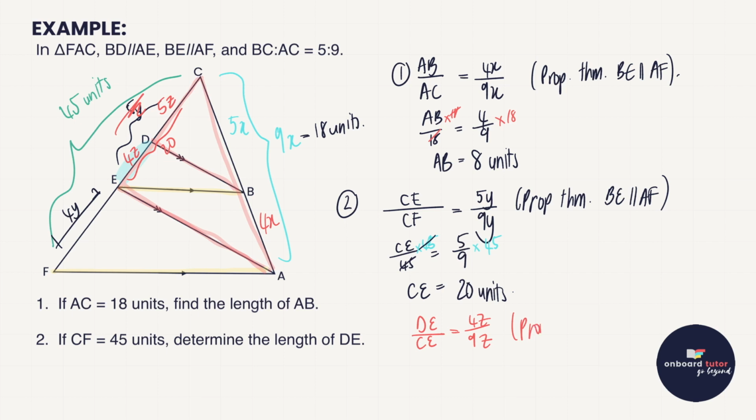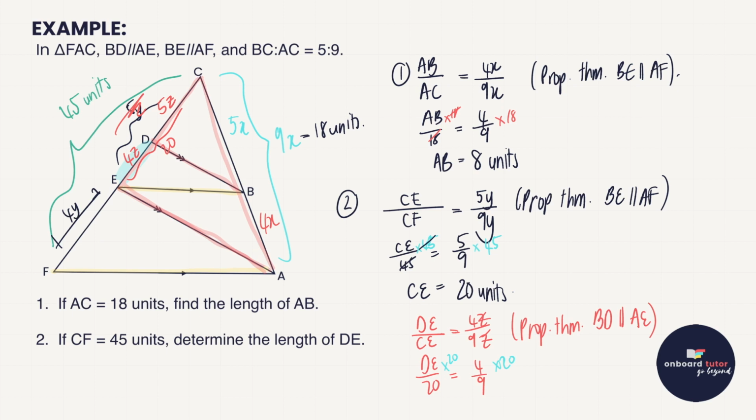Okay, proportionality theorem, and then what are the parallel lines here? BD is parallel to AE. Okay, and now those Z's will cancel. CE I know is 20, so DE over 20 is equal to 4 over 9. Let's multiply both sides by 20.